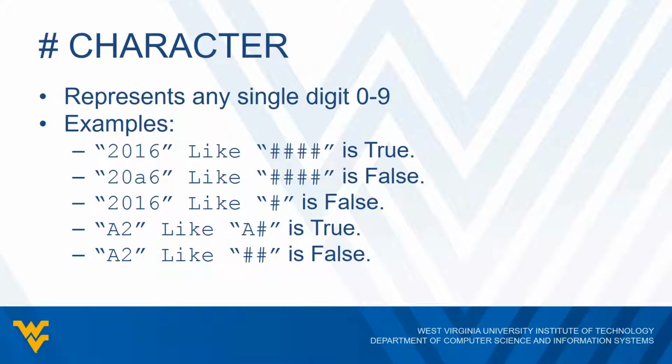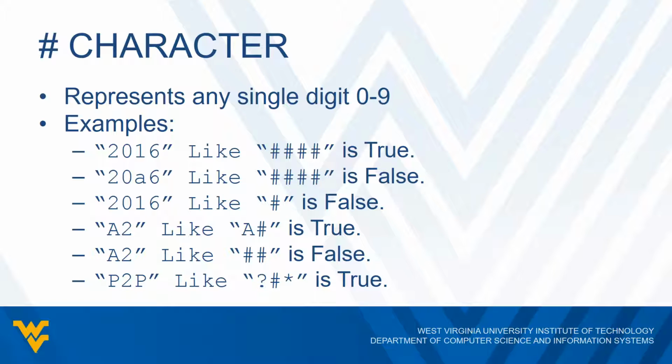Now what about this example, where A2 is like 2 pound signs? This is going to be false, because even though the second characters are fine, the first characters are not. Our pattern says the first character must be a digit. But in our string, the first character is a capital A, which is not a digit. So this doesn't match the pattern, and it returns false. Let's try one more example.